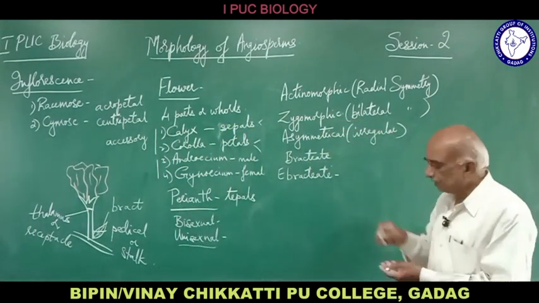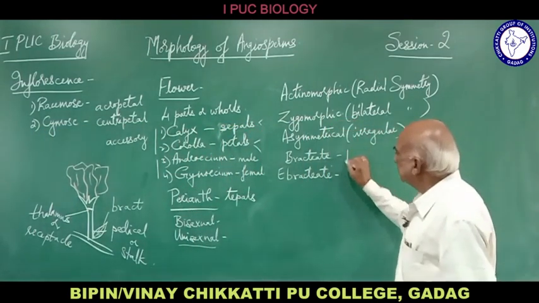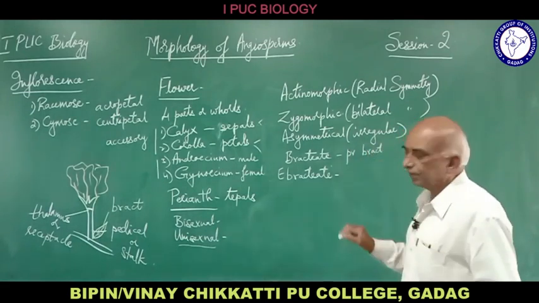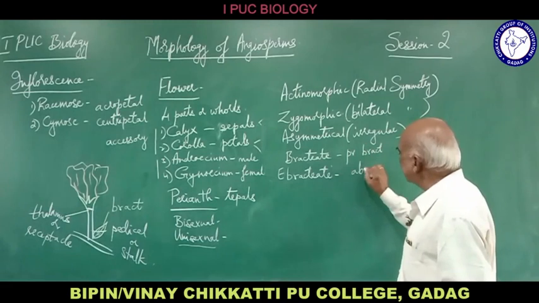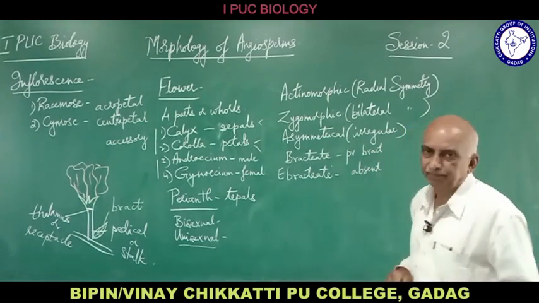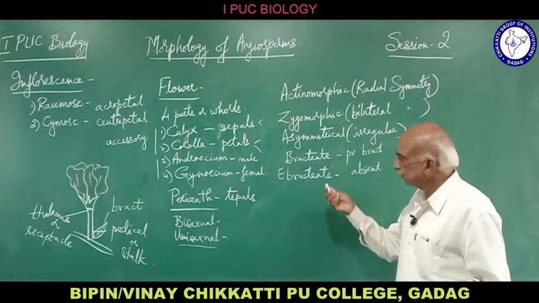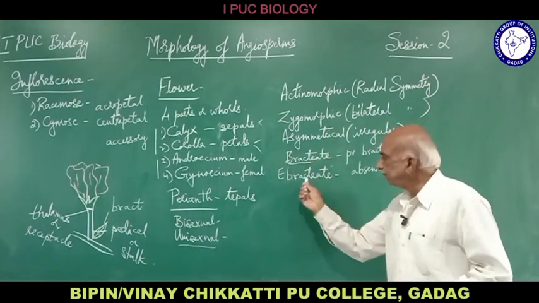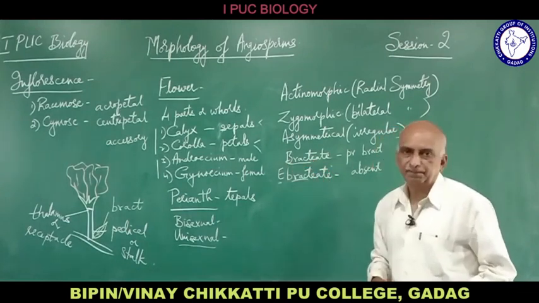If it is present, it is a bracteate flower. So if bract is present, bracteate. If bract is absent, it is ebracteate. That is the only simple term which is used. So bracteate means bract is present. Ebracteate means there is no bract.